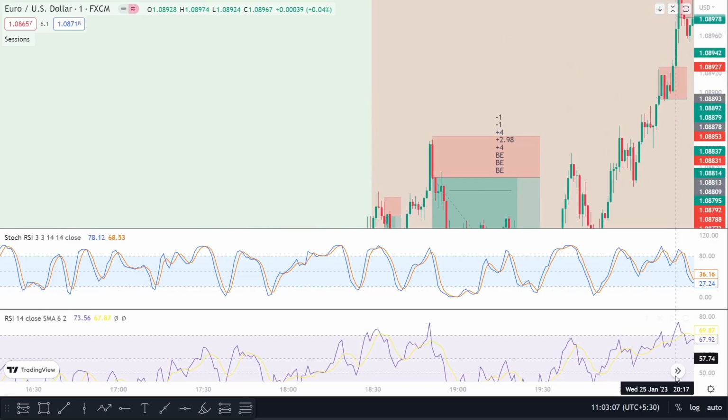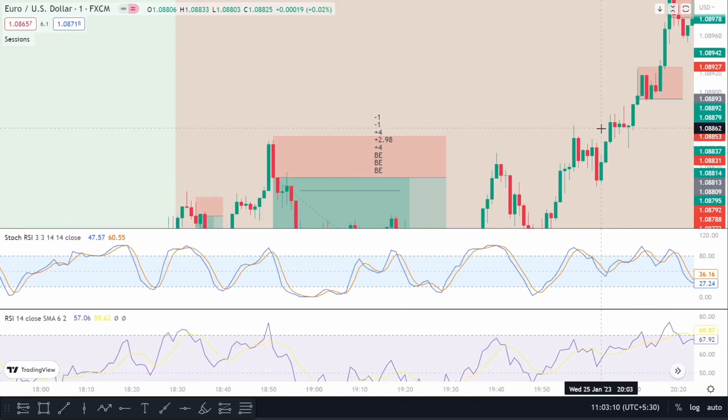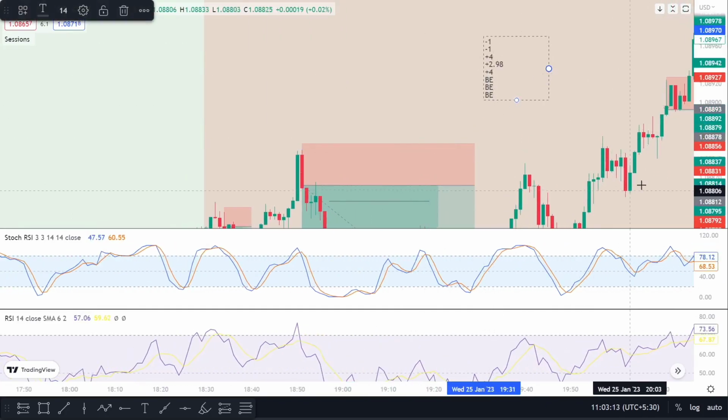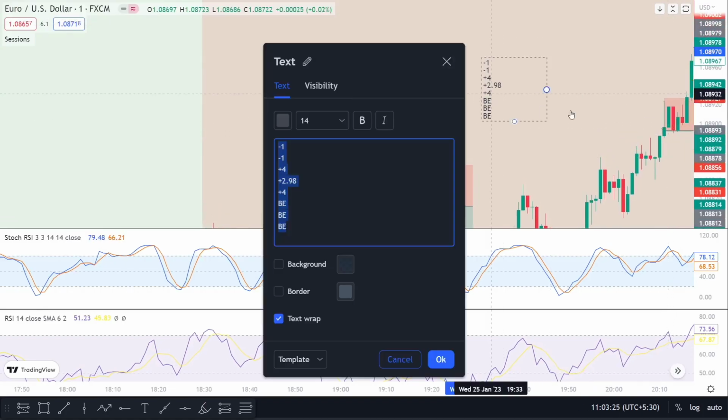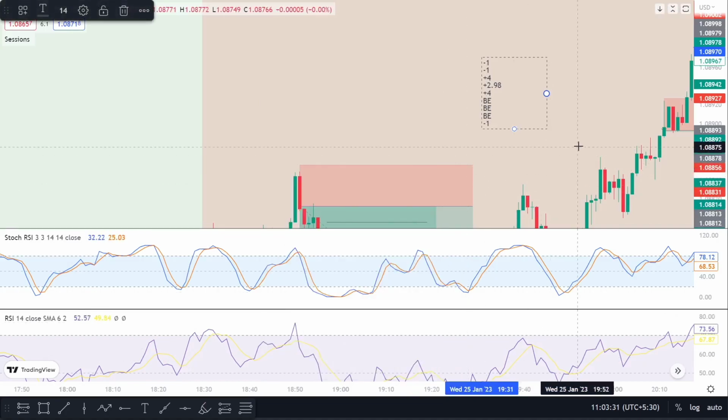Okay, so RSI got oversold right here again at this point. Wait, we almost missed one trade right here. It was oversold at this point, both stochastic and RSI are oversold, and they both get a crossover at this point. So we enter a trade right there, stop loss above this high. So we get -1 right there. We lost one trade directly.